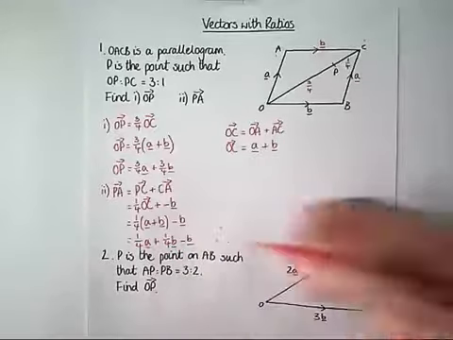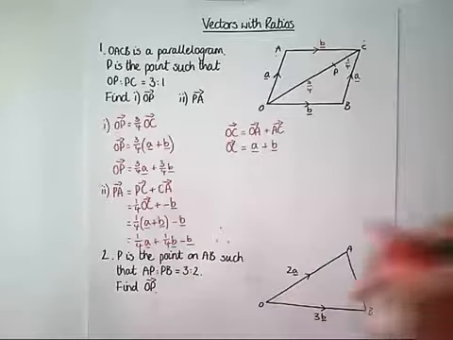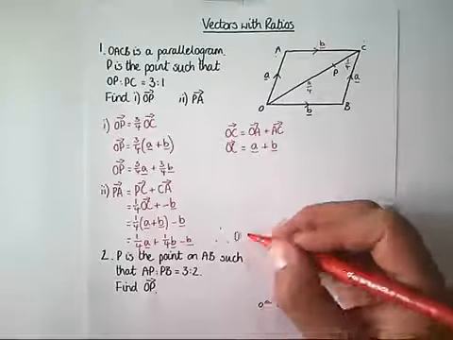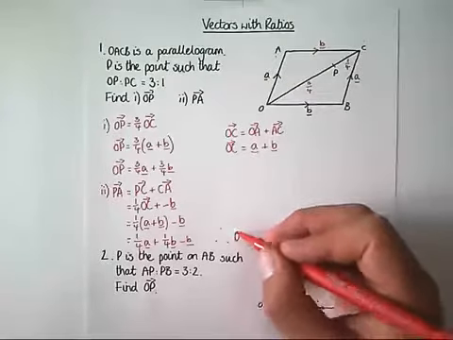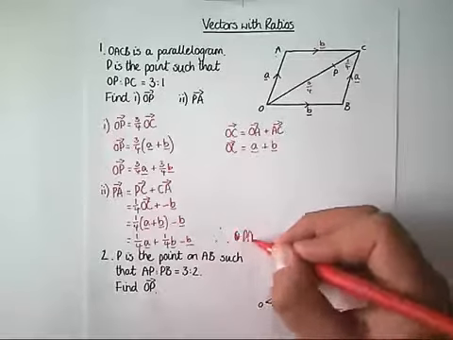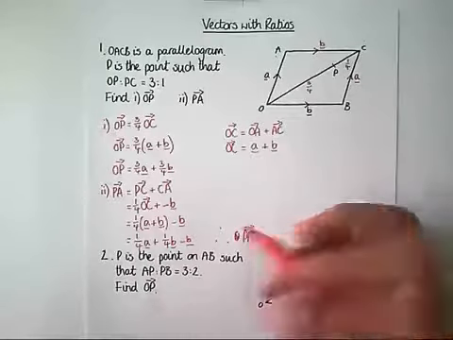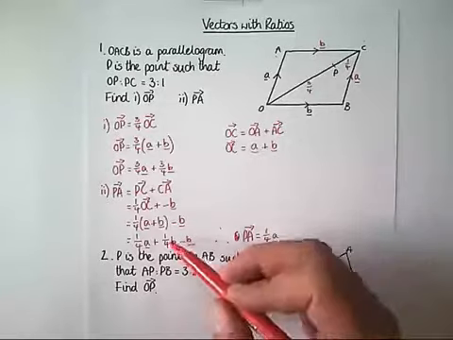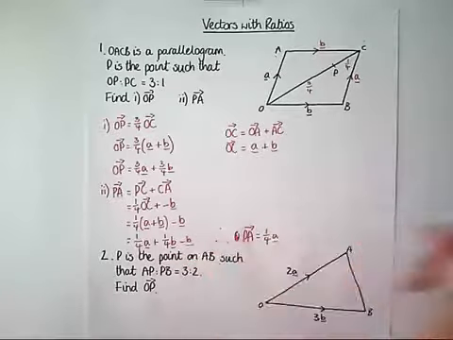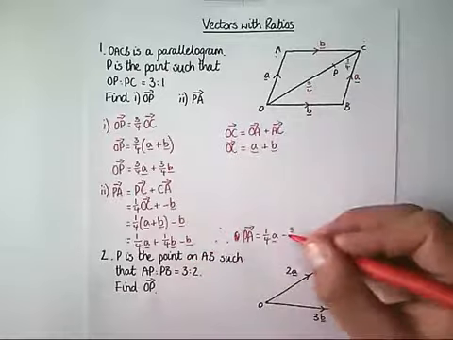I'll write my final answer over here because I'm running out of room. So therefore, the vector of P to A is 1/4 a. Now, 1/4 minus 1 whole is going to be minus 3/4 b.